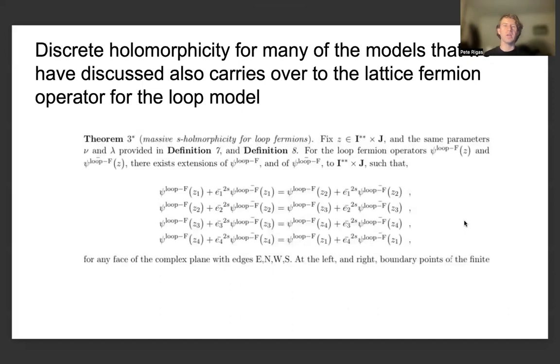And the discrete holomorphicity for many of the models that we have discussed also carries over to the lattice fermion operator for the loop model. And the lattice fermion operator is defined in terms of some other assumptions that are introduced on the parafermionic observable. This is helpful for us because it also demonstrates how we can further carry over and make use of the massive S-holomorphicity for the loop parafermionic observable, in which one can have a system of four equations, given the fact that the hexagonal lattice is dual to the triangular lattice that we use to define the loop O(n) model.